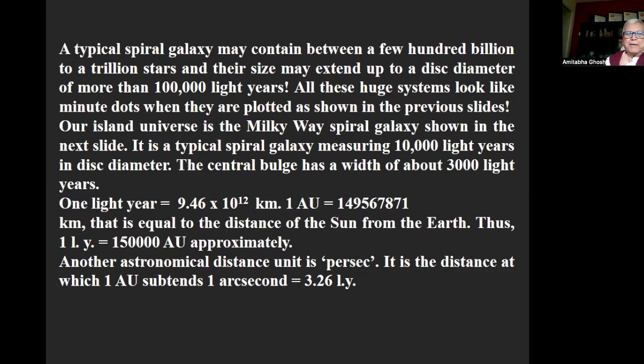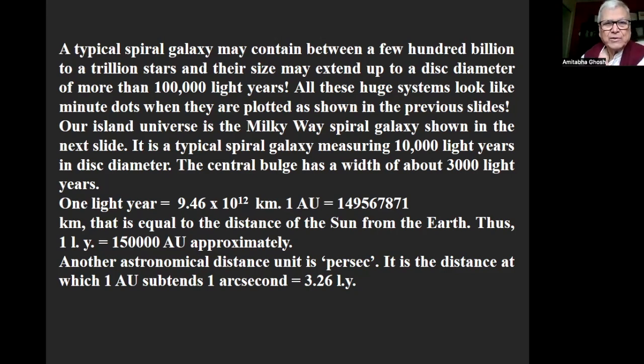And their diameter is about 100,000 light years. That means from one point of a galaxy to the diametrically other point, it will take about 100,000 years for light. So you just try to imagine the vastness of the whole thing. It is not just words or some numbers. All these huge systems look like minute dots when they are plotted as shown in the previous slides.